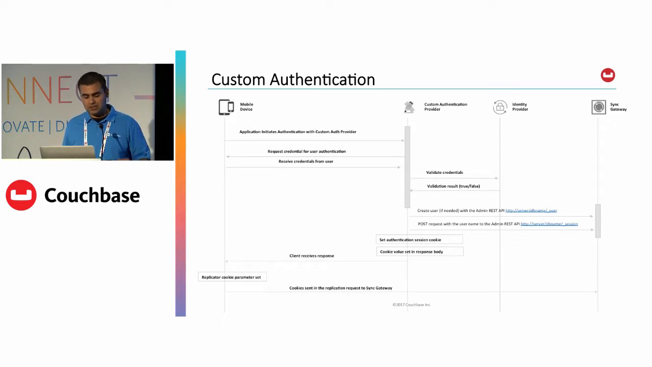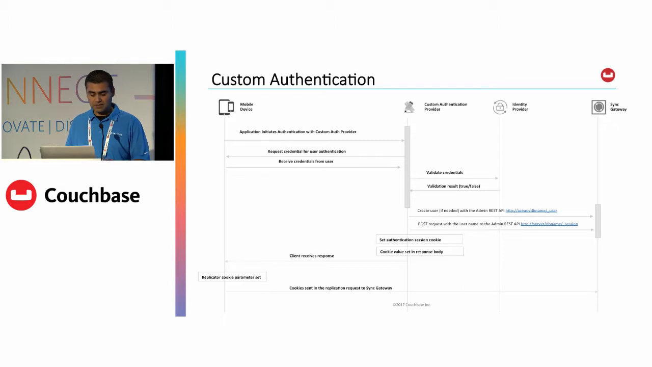So the application initiates the authentication with the custom auth provider. There is a request for credentials, where the application directly interacts with the custom auth provider to provide those credentials. They're validated with the identity provider, and upon successful validation, the custom auth provider would create a user on sync gateway using the admin REST API. And then it would post the request with the username of the newly created user. If the user already exists, then they just directly go to the REST API and create a session for them.